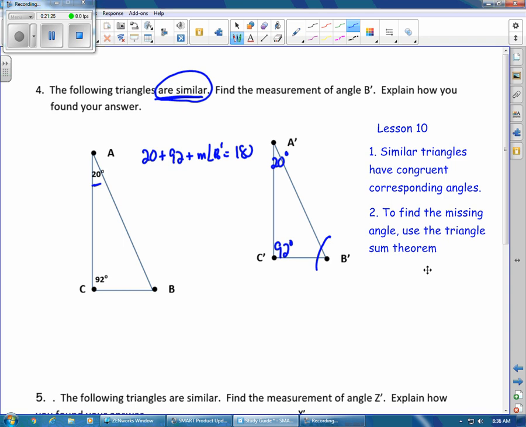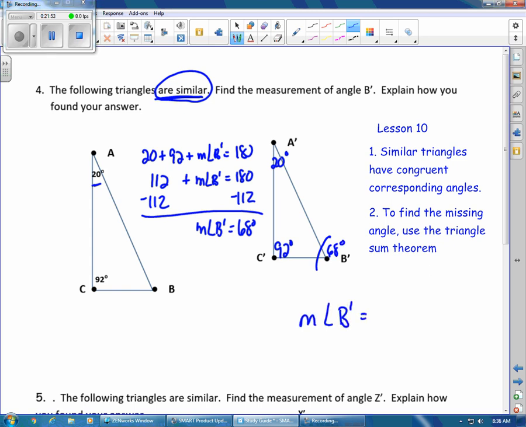Yeah, I said use your calculator, and then I just did that in my head really quick. Yes, it is 112. Okay. Plus the measure of angle B prime equals 180. Subtract 112. Measure of angle B prime is going to equal 68 degrees. So the measure of angle B prime equals 68 degrees. Since B prime is 68, I know that B is also going to be 68. Okay?